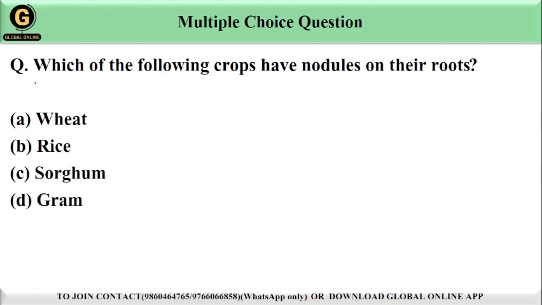Let's move to the next question. Which of the following crops have nodules on their roots? We have option for this question. Option A, wheat. Option B, rice. Option C, sorghum. Option D, gram. Guys, the correct answer will be option D, gram, because it is leguminous plant that has root nodules containing nitrogen fixing bacteria. These bacteria convert atmospheric nitrogen into a usable form of the plant, enriching the soil fertility. Other crops like wheat, rice do not have such nodules. So the correct option is option D, gram.